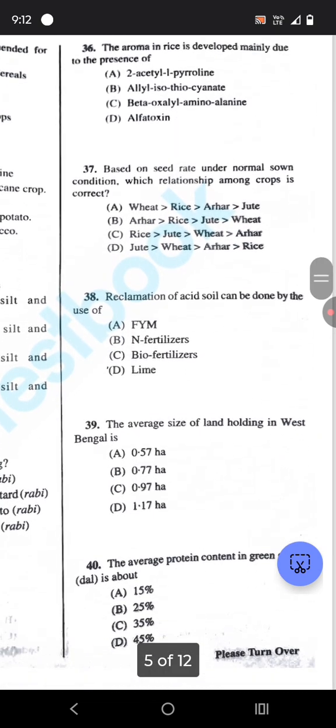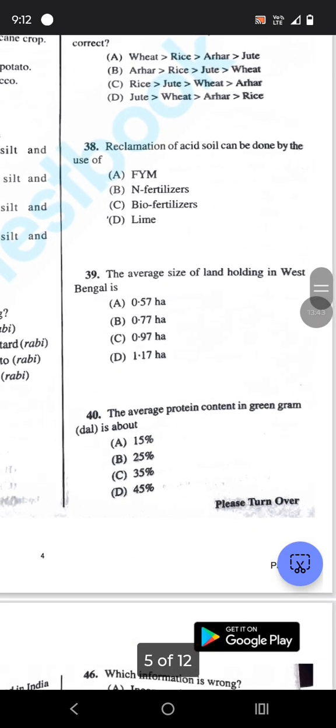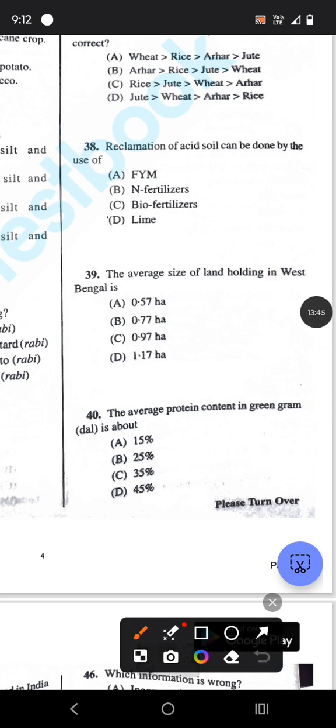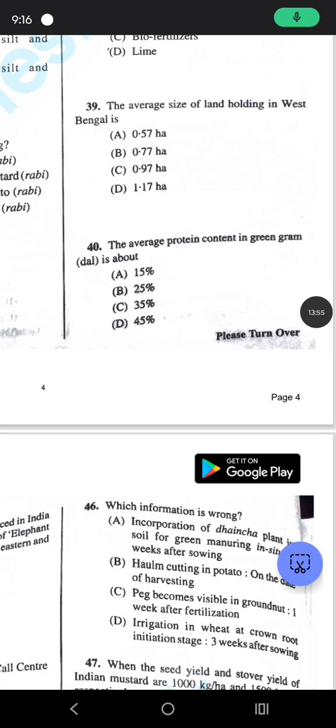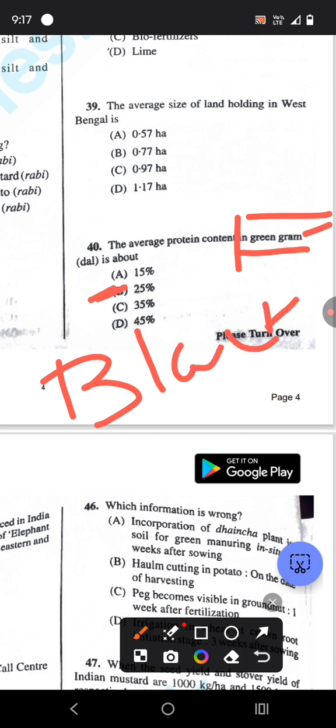Question number 38. Reclamation of acid soil can be done by the use of lime. Question number 39. The average size of landholding in West Bengal. The correct answer is option number B. Question number 40. The average protein content in green gram is 25%, option number B. And for black gram, the protein content is 24%. So the correct answer is option number B.